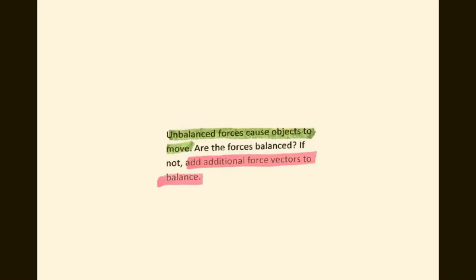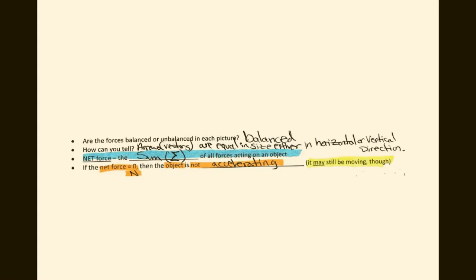So going back to the original questions, key thing here, unbalanced forces cause objects to move. Essentially, they cause acceleration. Acceleration causes it to move. And then we're supposed to look at if the forces were balanced, which we did, and if they weren't, we're supposed to add additional forces, vectors to balance them out. Balancing means to get it to 0 newtons overall.